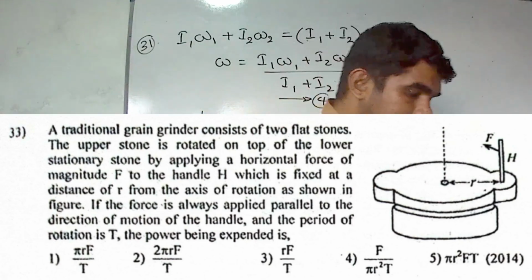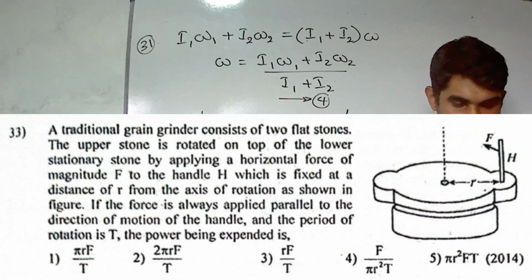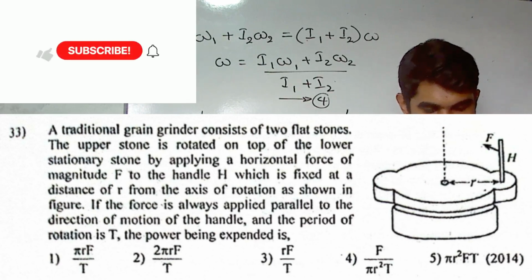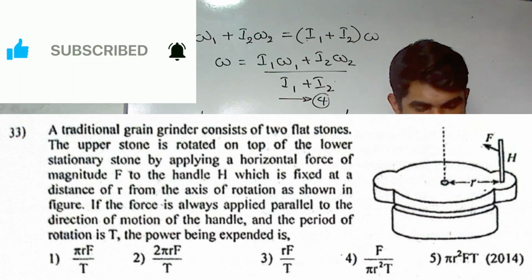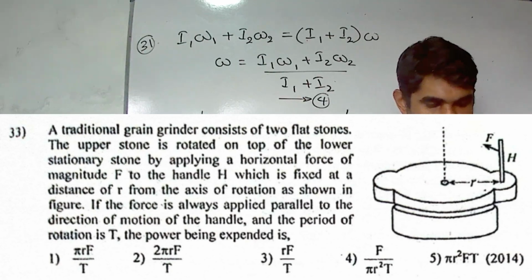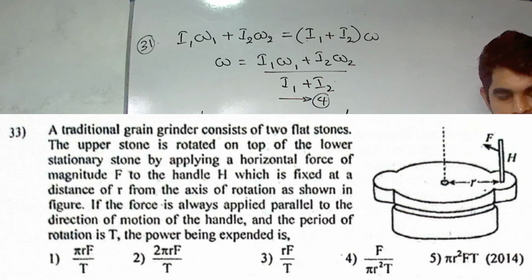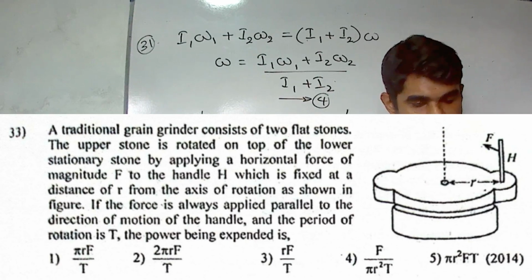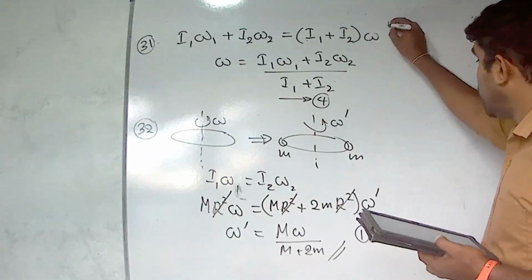Then 33. A traditional grain grinder consists of two flat stones. The upper stone is rotated on top of the lower, stationary stone by applying a horizontal force of magnitude F to the handle capital H, which is fixed at a distance r from the axis of rotation as shown in the figure. If the force is always applied parallel to the direction of motion of the handle and the period of rotation is T, the power being expended is, we have to find the power.